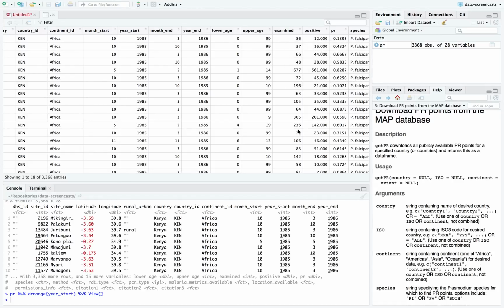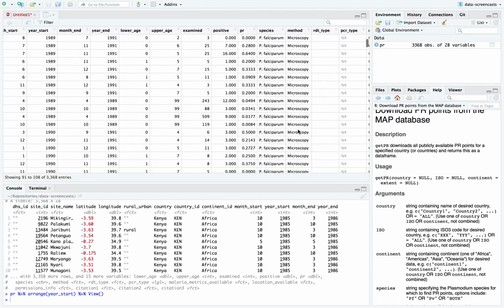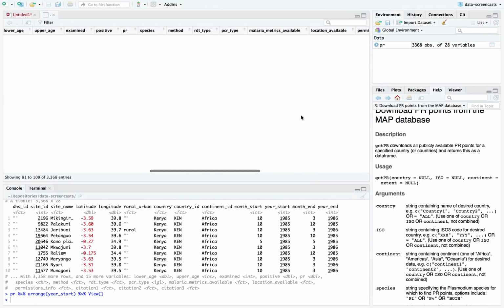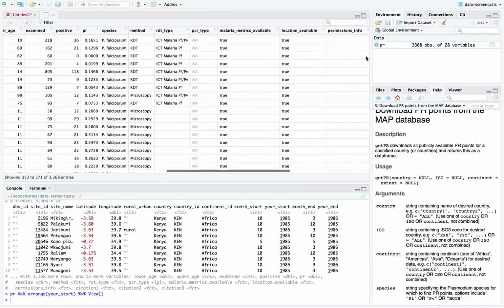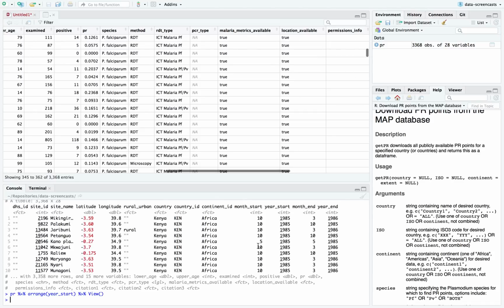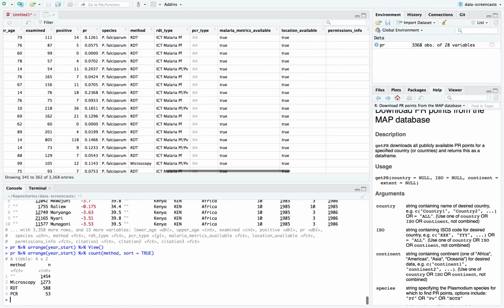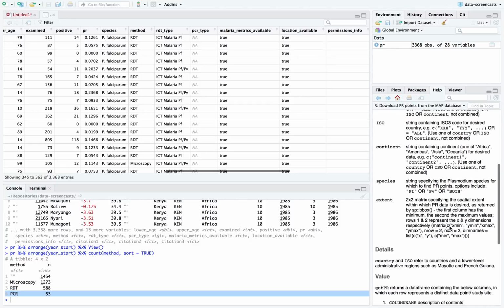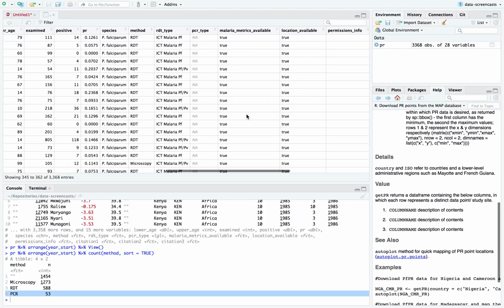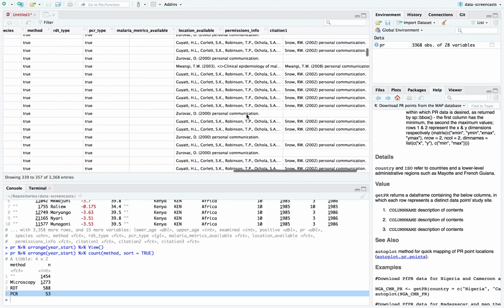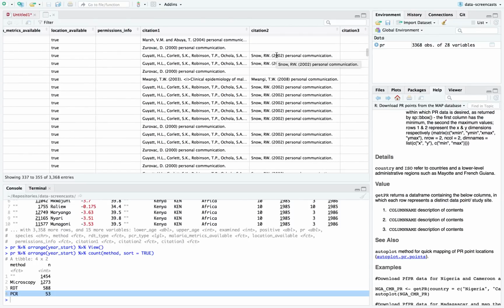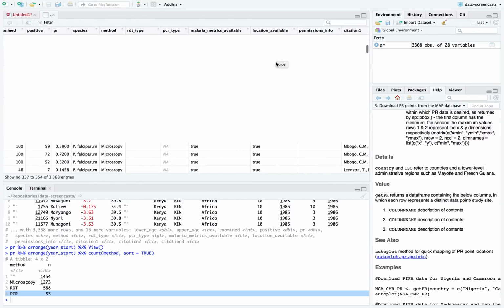Let's see, is there any more documentation? We have two types of species, and a method probably that was used to assess the prevalence: microscopy, or what else? RDT, PCR. I'm familiar with PCR, polymerase chain reaction, from my background in biology. I'm not familiar with RDT. Okay, we have citation.